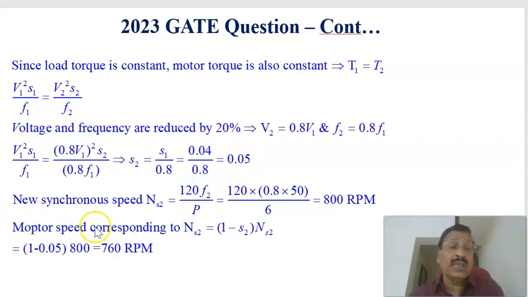Then the rotor speed corresponding to the second case is equal to 1 minus S2 into the corresponding synchronous speed. Therefore, it is equal to 1 minus 0.05 into 800, which is equal to 760 rpm. Therefore, when the voltage and frequency are reduced by 20% so as to keep V by F constant, the motor speed is reduced to 760 rpm. Therefore, the answer is 760 rpm.